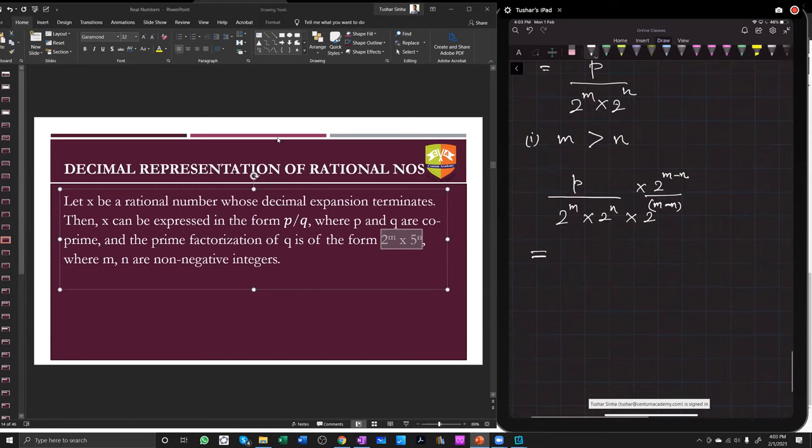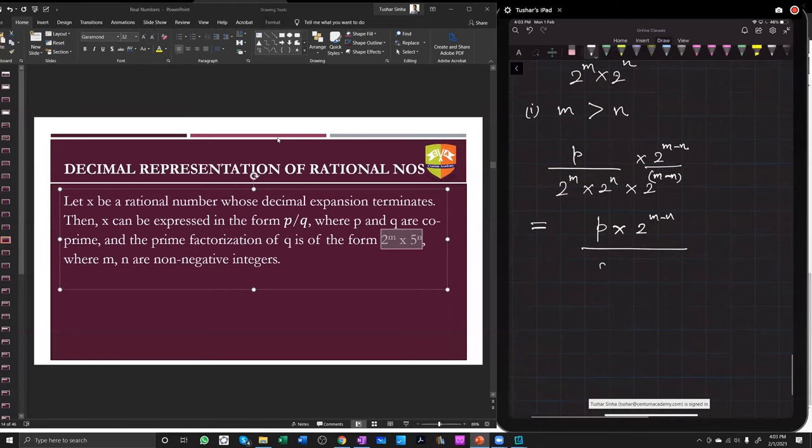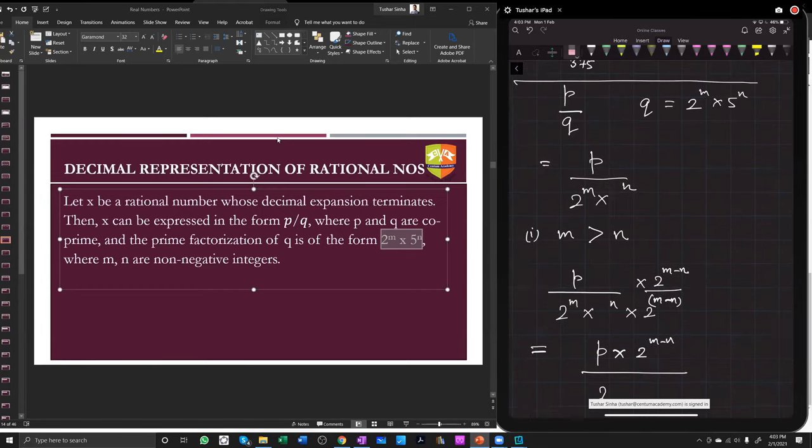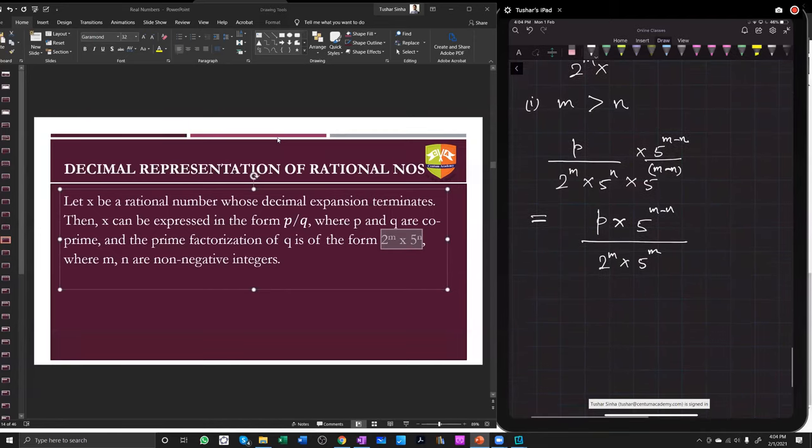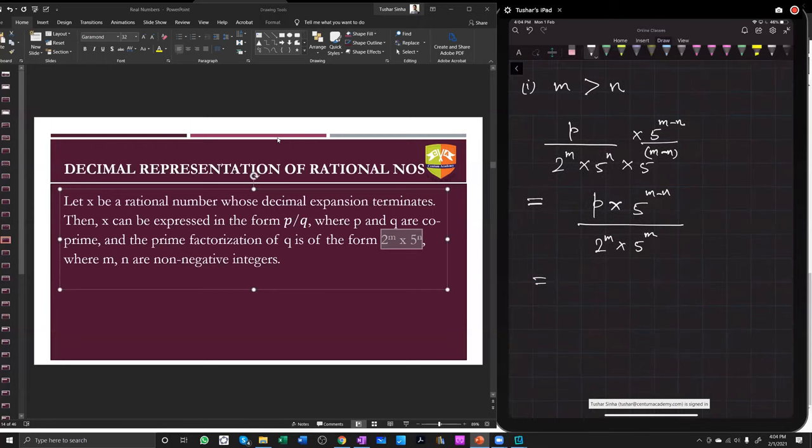But why did I do that? This becomes P into 5 to the power m minus n divided by, what will this be in the denominator? Oh, sorry, I have to take 5, not 2 here. My bad. Here it is 5. Now 2 to the power m, and 5 to the power n adding with m minus n, you'll get 5 to the power m also. Right. So this is P into 5 to the power m minus n, and the denominator will be 10 to the power m.